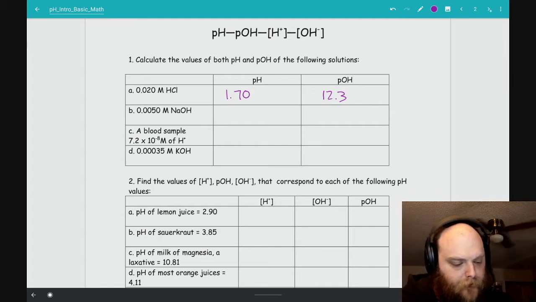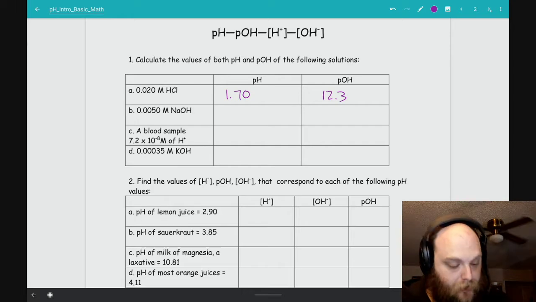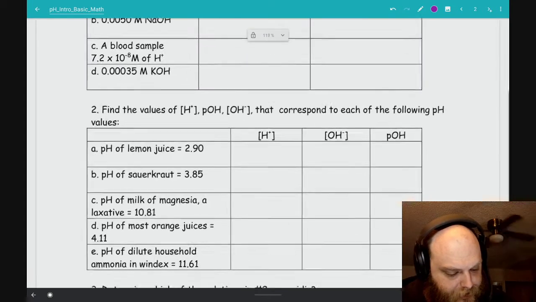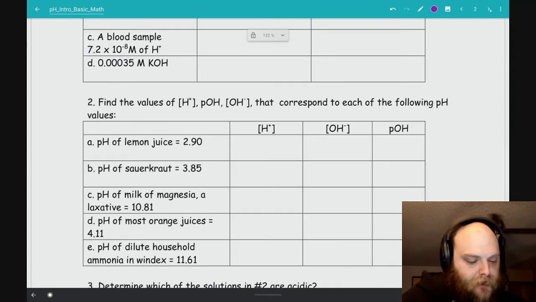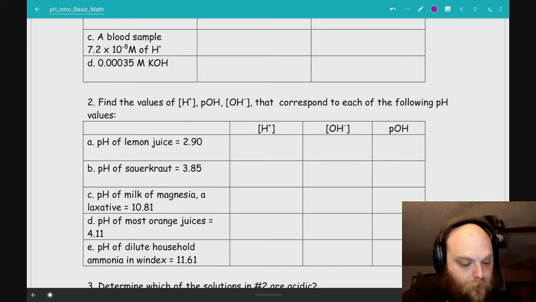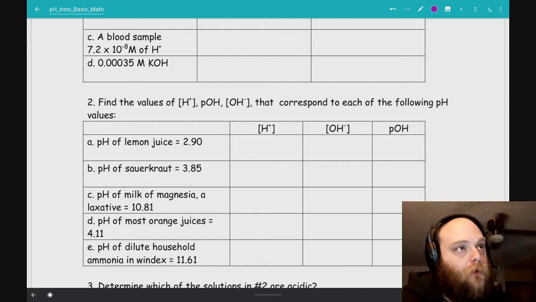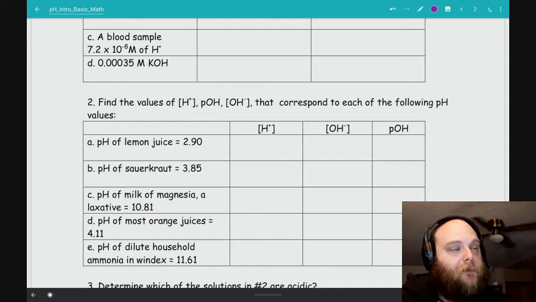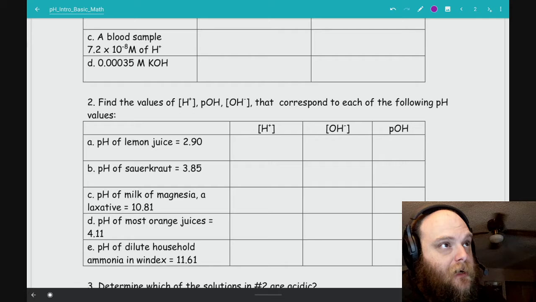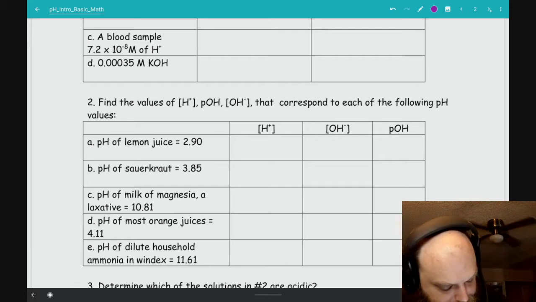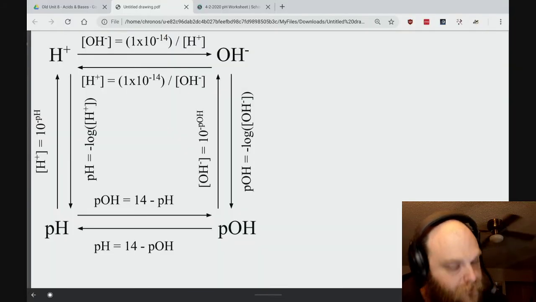Okay, so now let's go to the next blocks downward here. It says find the values of H plus ion concentration, pOH, and OH minus concentration. And we're given a pH for A, lemon juice, of 2.90. So we're already given a pH, so we have to work with that. We want to first figure out the H plus ion concentration. How do we do that? Well, let's go to our little chart.